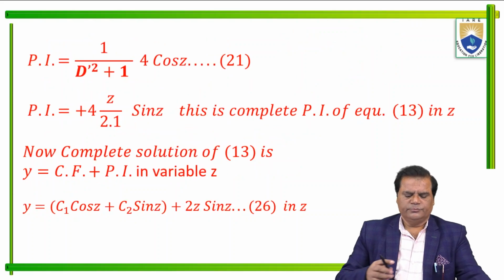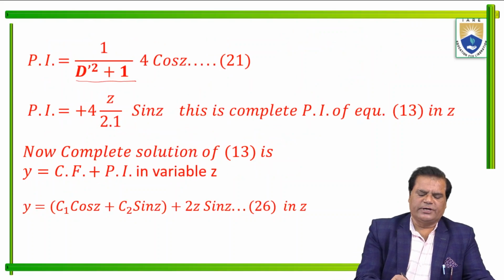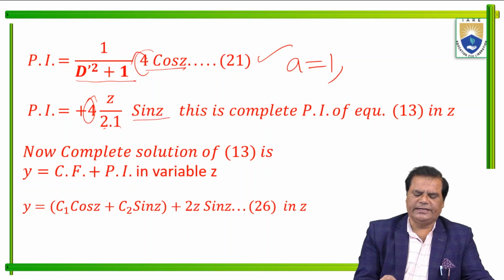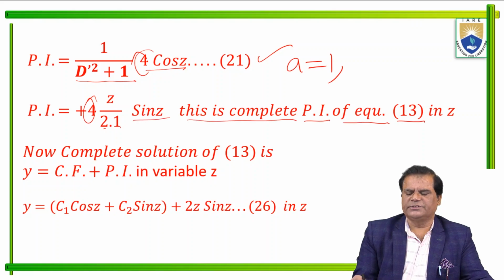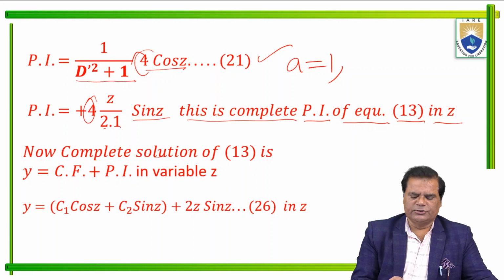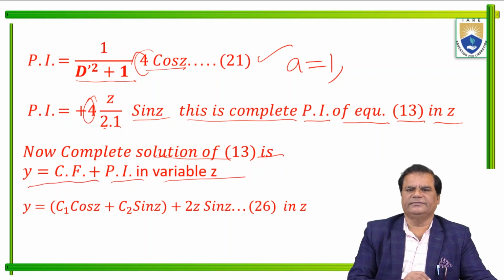So now PI equals 1 upon D'^2 plus 1 of 4 cos z. This is 21. Here we apply the direct formula, not putting the value. So 4 is this number and z upon 2a, a is 1 here, z upon 2a sin z. This is the complete PI of equation 13 in the z variable. So now the complete solution of equation 13, y is equal to CF plus PI in variable z.